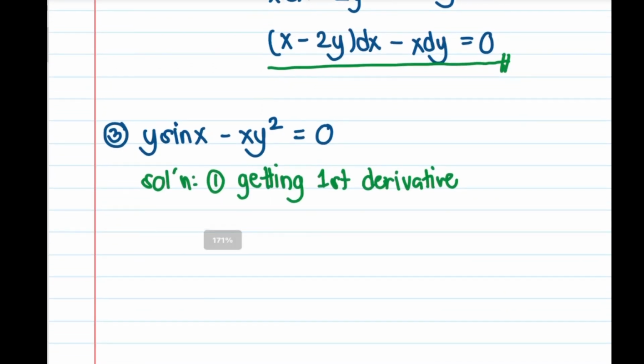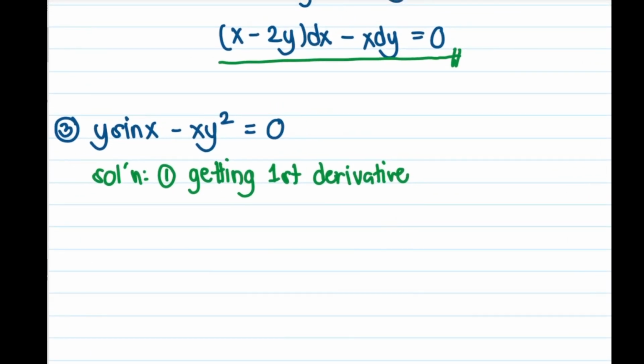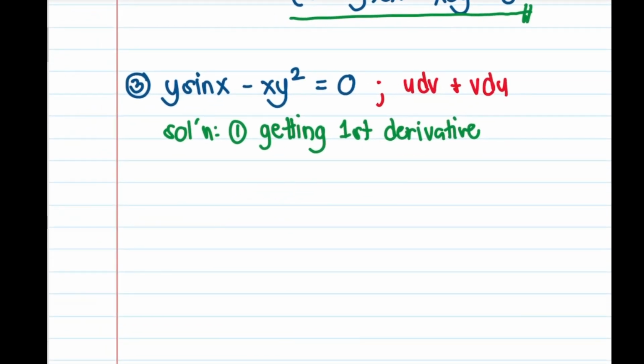So by getting the first derivative of this equation, using the product rule again, that one will be u dv plus v du. So that one will be the derivative for this one since it is a product. Okay, so let us assign u and v. This one will be u, this one will be v, this one will be u, this one will be v. Okay, so let's have it.